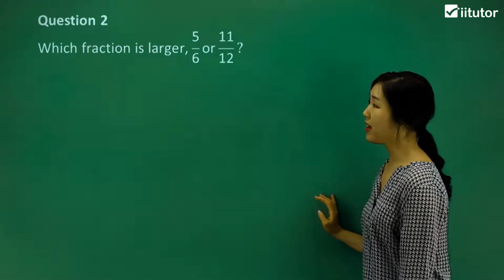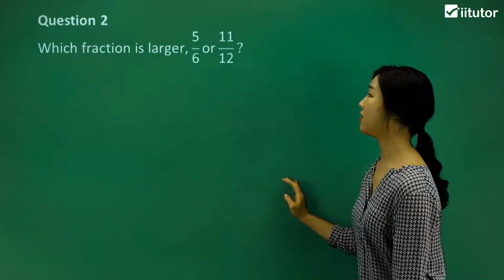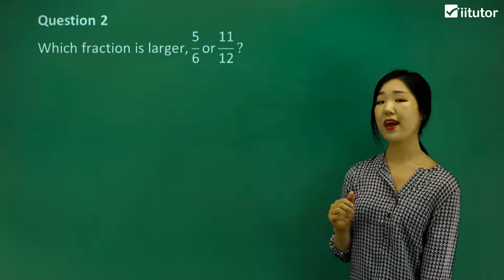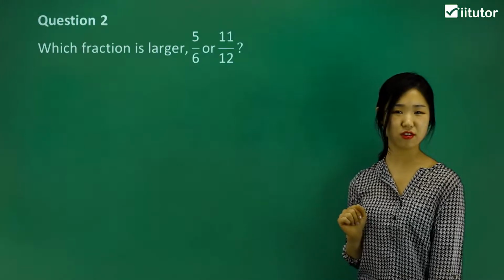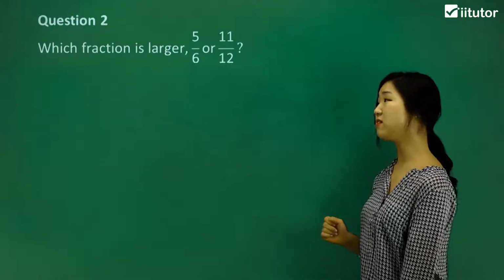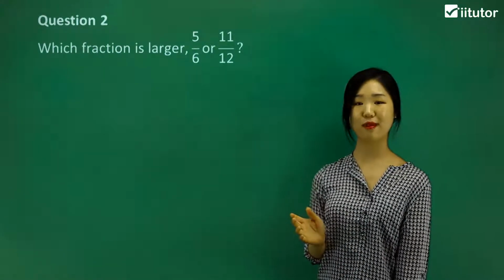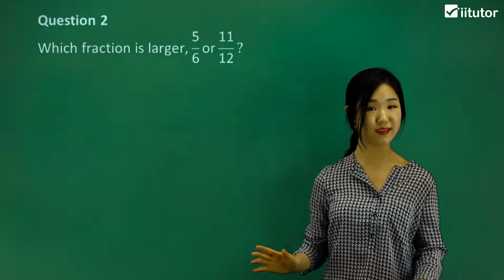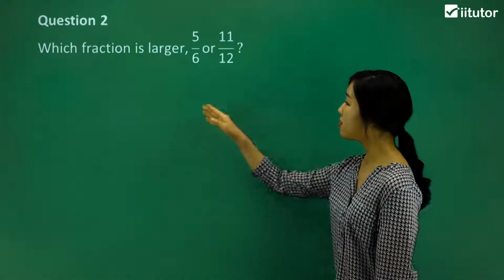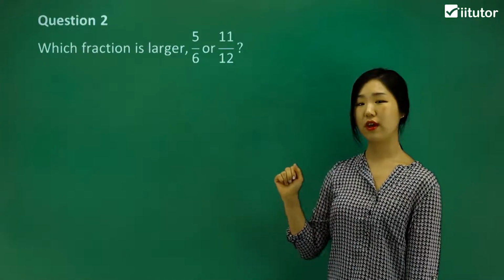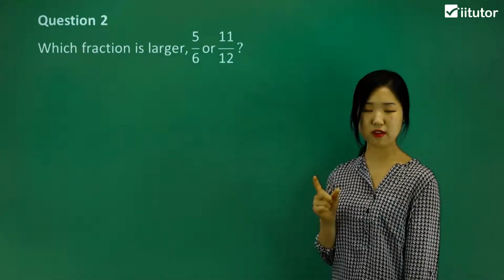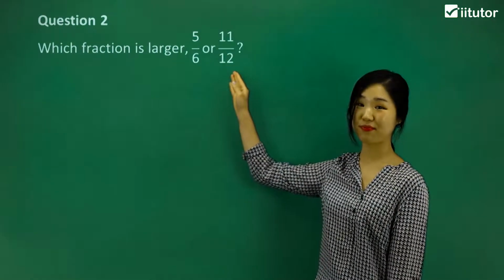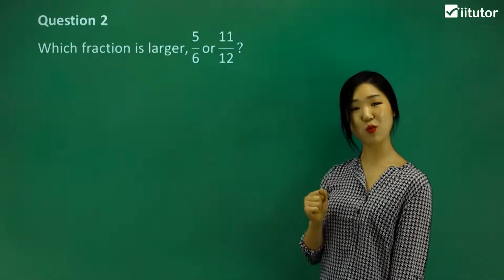Question 2, it says which fraction is larger? Okay, we have two fractions again, 5 on 6 or 11 on 12. Again, guys, it's very difficult to distinguish which one's larger at the moment. So what we'll do is the exact same thing as what we did in question 1. We have to make the same denominator, then it's so easy to compare. Now, the denominators are 6 and 12. Tell me, guys, what's the lowest common multiple of 6 and 12? Now, hopefully everyone said it's 12.